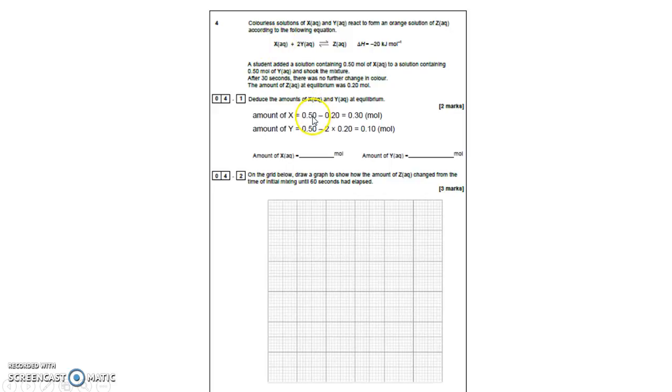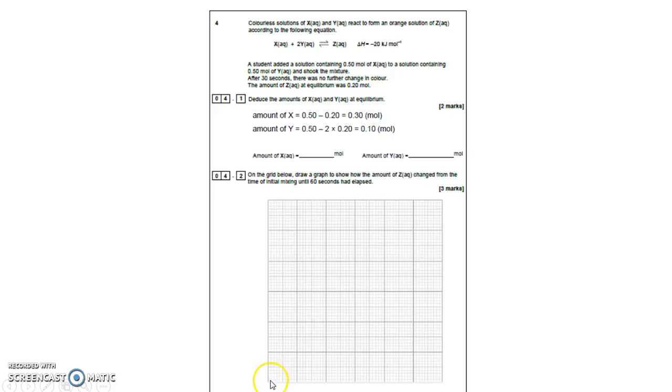So we start off with 0.5 of X, we've made 0.2 of Z, so 0.2 of X must have been used up. I've ended up with 0.3 of X left over. Y, we start off with 0.5, 2 moles of that makes 1 mole of Z, so I've made 0.2 moles of Z, I must have used up 0.4 moles of Y. So 0.5 take away 0.4 is 0.1.